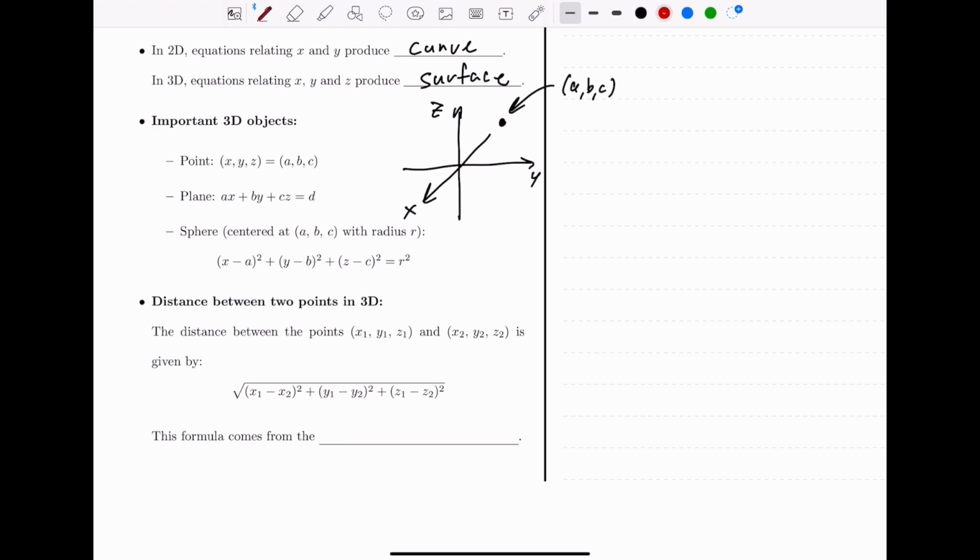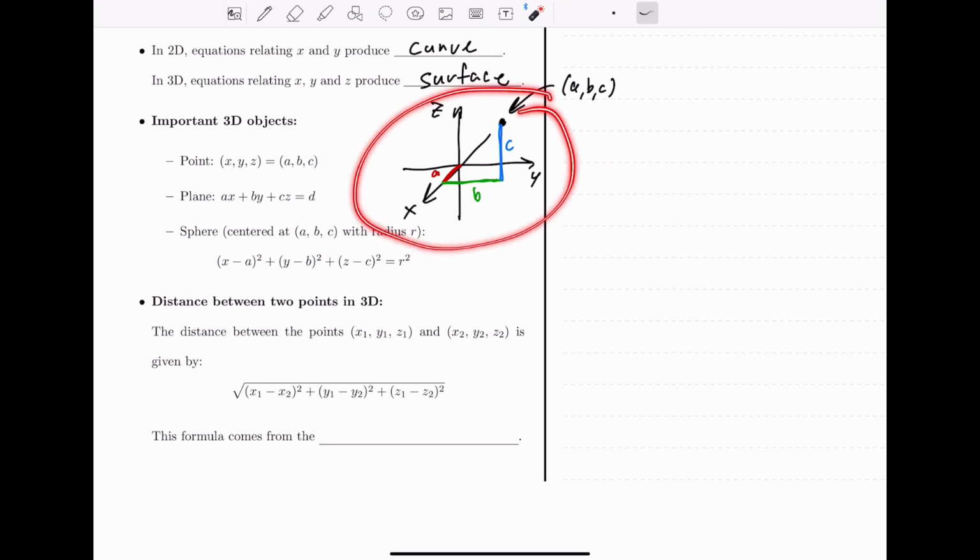We go a distance of a in the x direction, then a distance of b in the y direction, and then a distance of c vertically in the z direction. So this would be an x distance of a, y distance of b, a z distance of c. That gives us this point (a, b, c). It's tricky to visualize on a two-dimensional piece of paper or screen, so play around in GeoGebra graphing some different points and being comfortable with what three-dimensional points look like.